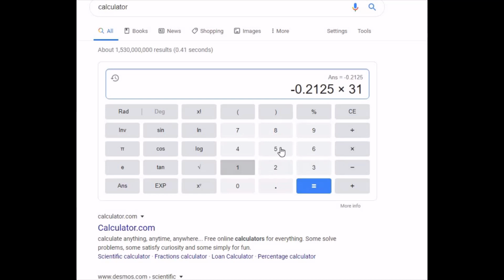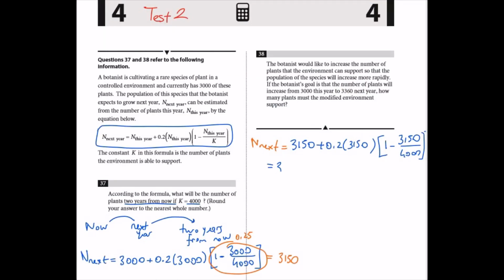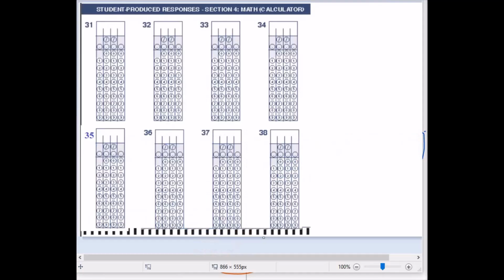times 3150 times 0.2. This number is positive. Now we're going to add this number to our initial plants. That's a positive number, 133.875 plus 3150, which is our initial, so 3283.8. So if you round to the nearest whole number, 3284. So 3284, this is our answer. Now you're going to go to your answer sheet, and you're going to bubble it correctly, and you're good for this question.